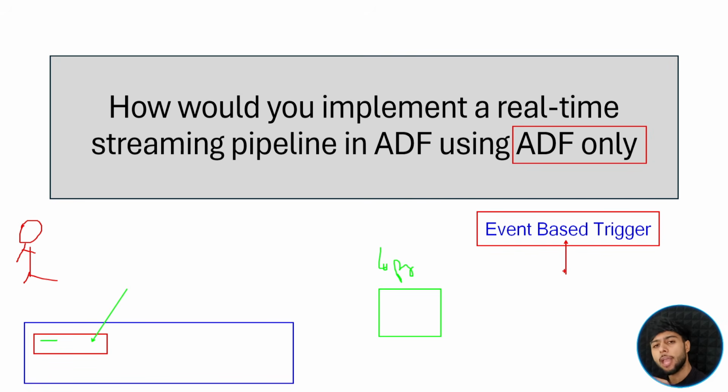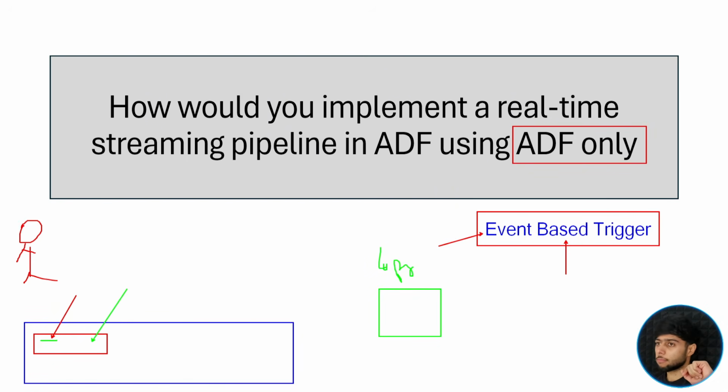Okay, you will create a copy activity, ForEach activity, and so many other activities. Once you create those activities, then you will create a trigger which is called an event based trigger. It will automatically trigger the pipeline based on the arrival of this file, automatically.